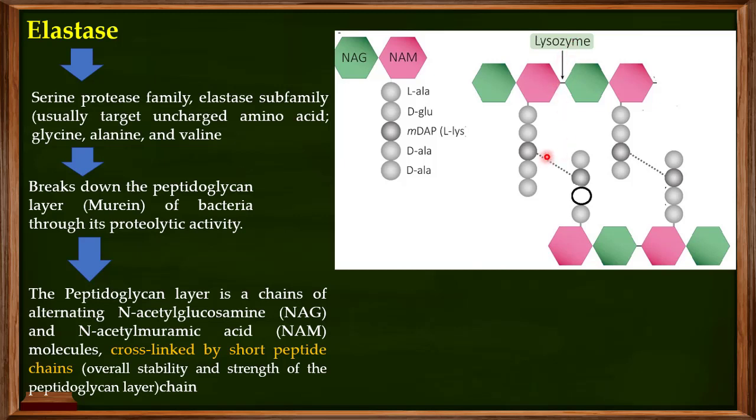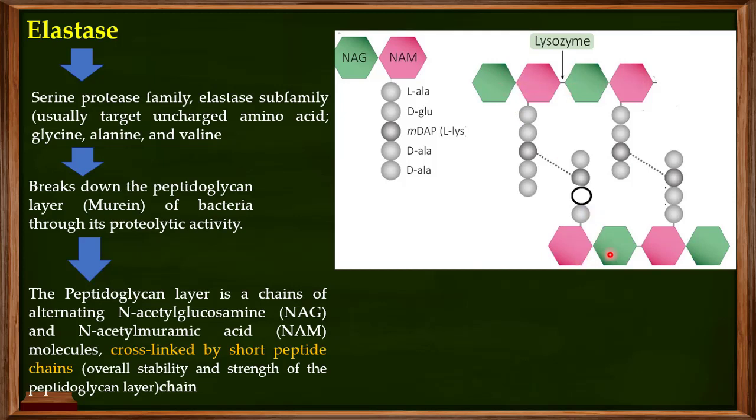Now, if you look at this one, the NAM in one chain is connected to another NAM. You can see over here, this is one chain of the carbohydrates. This is another chain of the carbohydrates, the NAG and the NAM.